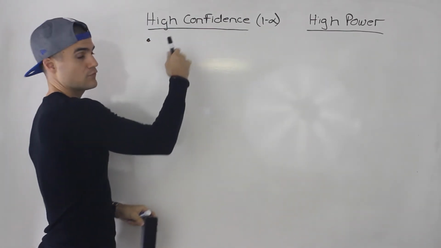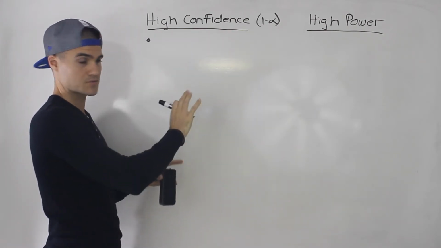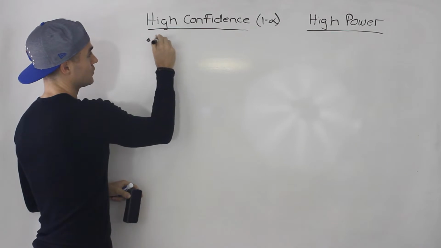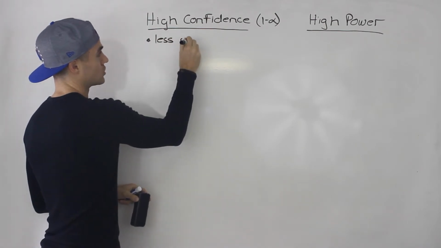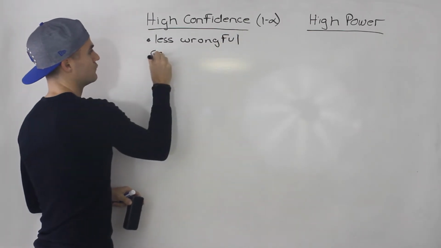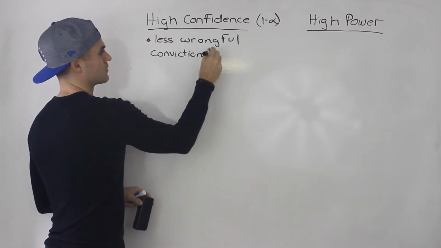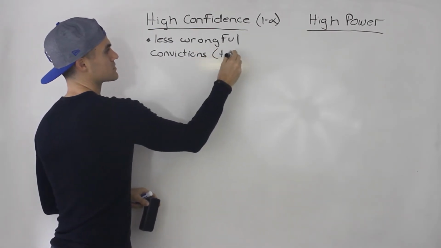And if you want to have high confidence, that means you're going to have less type 1 errors, right? As we saw on the tree. So you're going to have less wrongful convictions, right? So less type 1 errors.